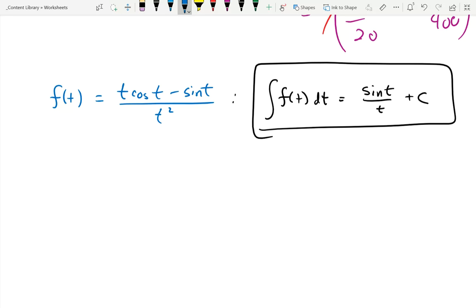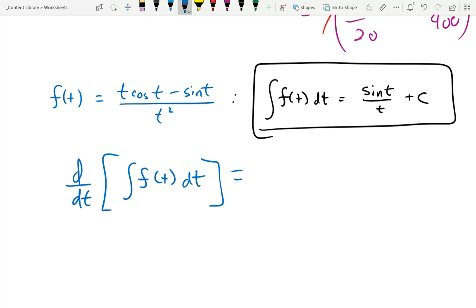Here's the fundamental theorem of calculus. d dt of the integral of f of t dt must equal, what must that equal? The area under the curve? Well, integrals are areas under curves. Derivatives are slopes, but what must that equal? What's the derivative of an integral equal to? The derivative of an integral is the original function. That's the fundamental theorem of calculus.